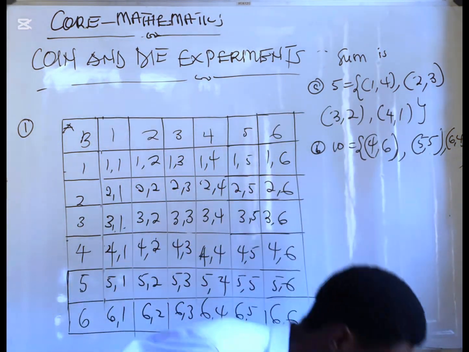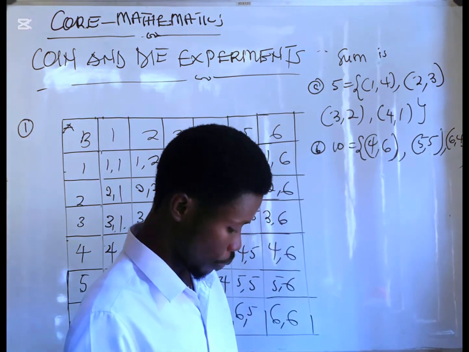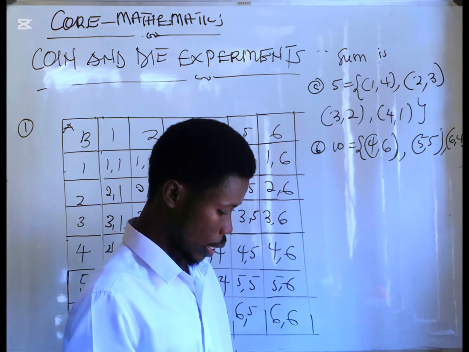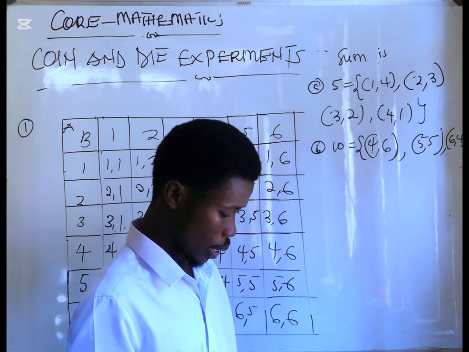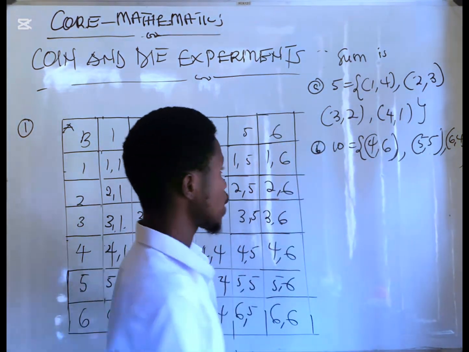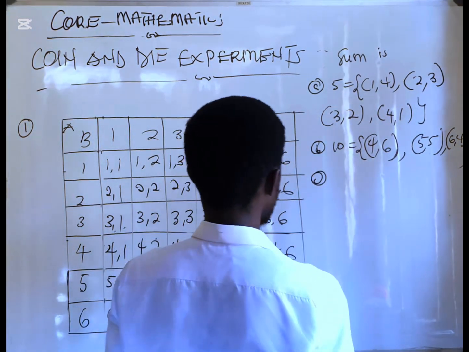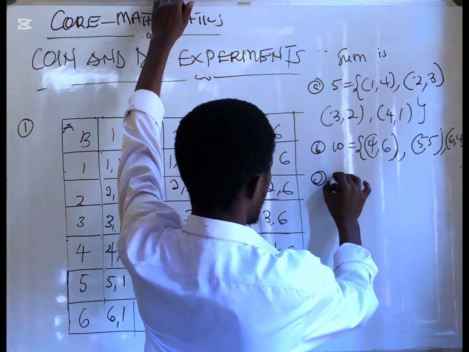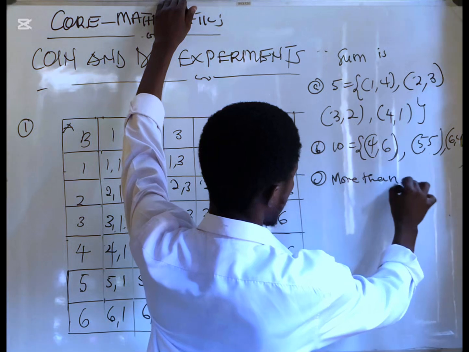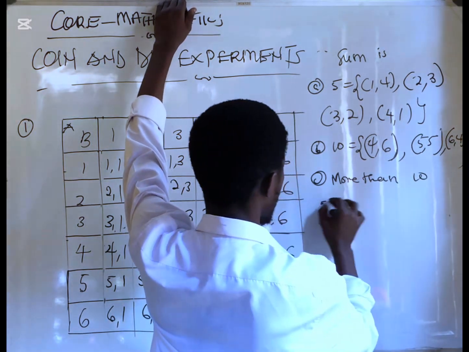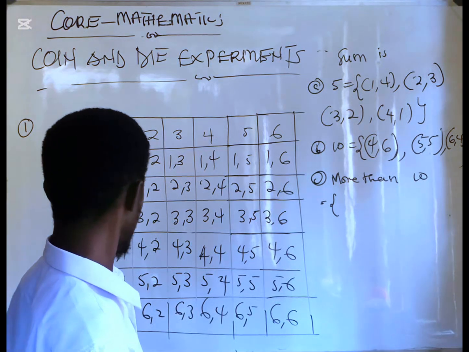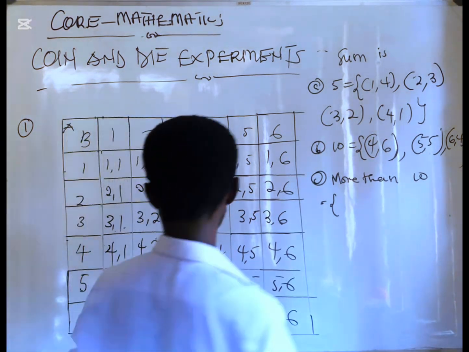And the next one, they say more than 10. So those are the sums that will give us more than 10. That's the C. So we want more than 10. So let's see.